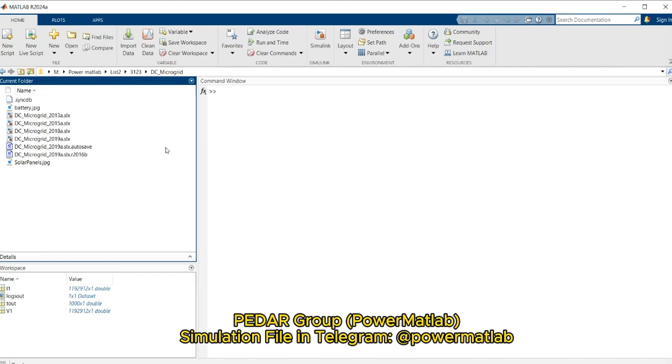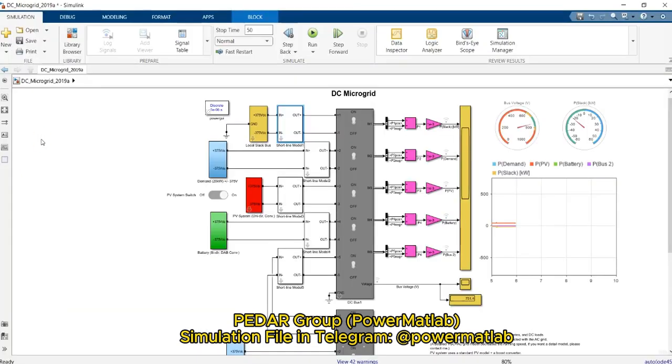So if you want to open the simulation file, you can double click on your desired model of simulation files based on your version of Matlab software. The simulation file for the power DC microgrid is open.